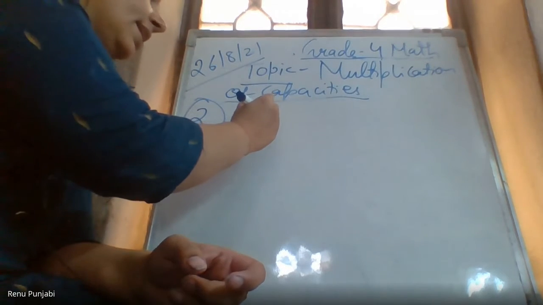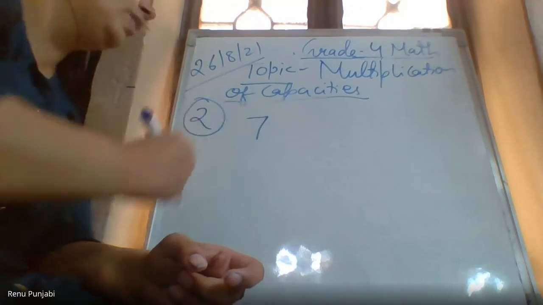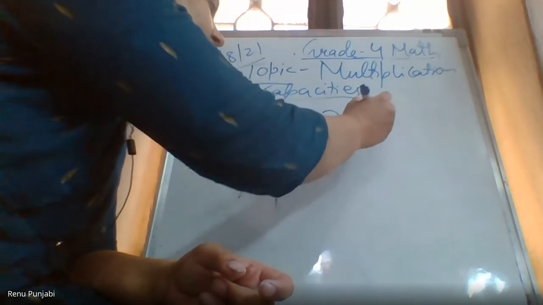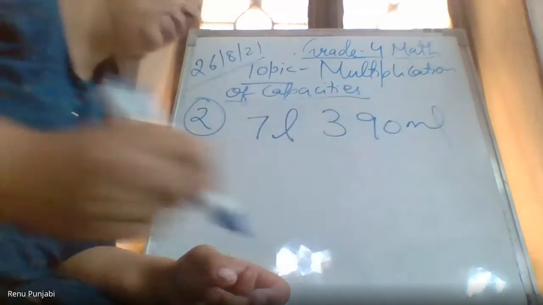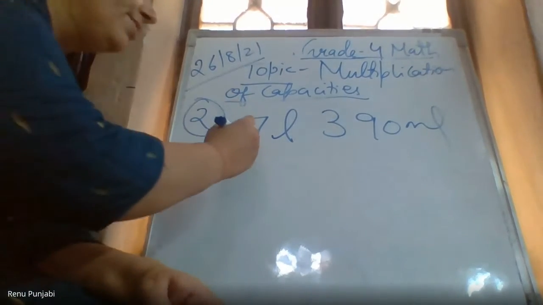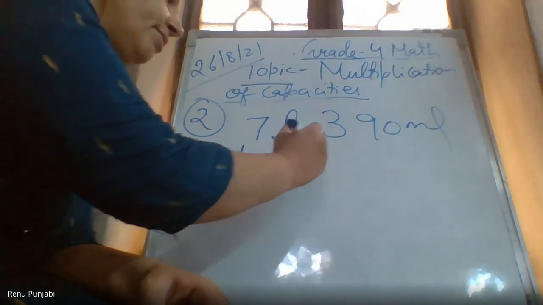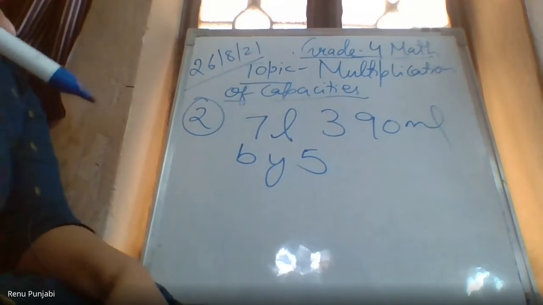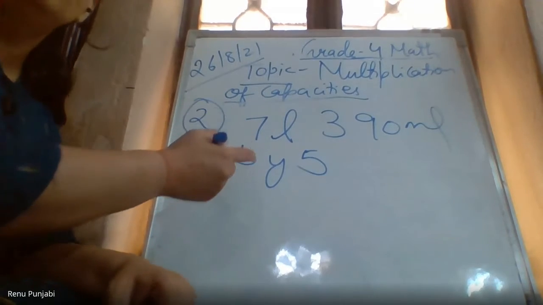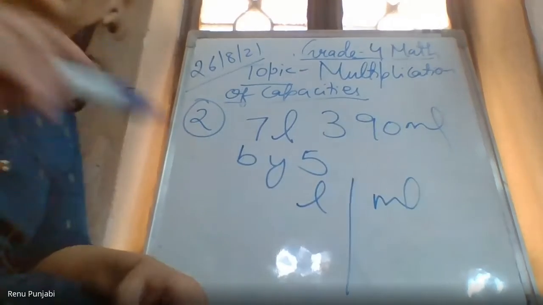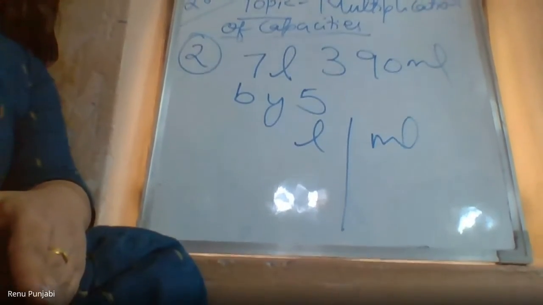Suppose I took a juice. One container is having 7 liter, 390 milliliter of juice. So, how many 5 such bottles will contain a juice? Multiplied by 5 and tell me what will be the answers. Solve this in your notebooks, everyone. Liter and milliliter column. And my board is clearly visible till the last.